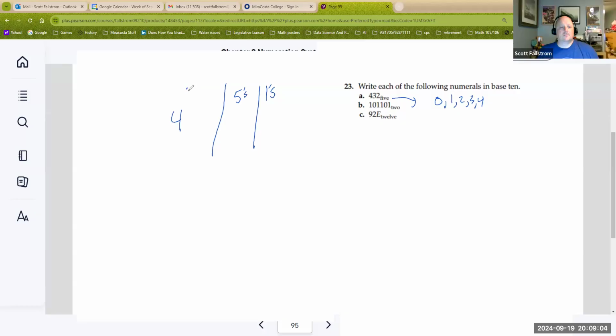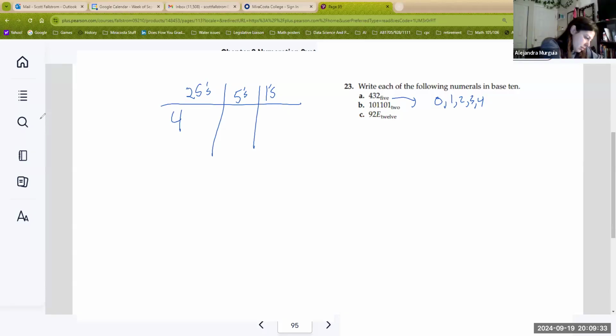Tell me how you got there. Because if we're working in base 5, then each place value goes up by 5. Adding 5? No, wait, hold on. So it would be one, and we're multiplying, correct? It would be 25s if we're squaring it? 25s. Okay. 25s.